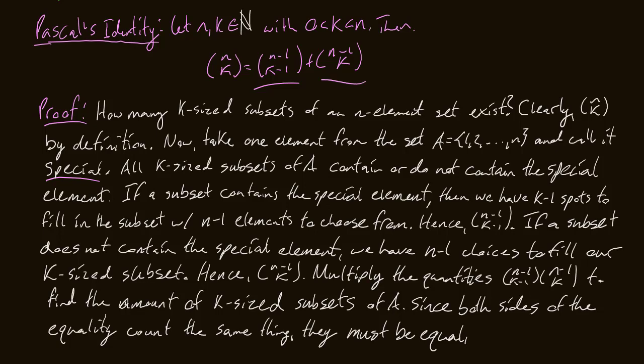For some reason, I wrote down that we had to multiply them, but that just doesn't make sense. We should be adding the quantities n minus 1 choose k and n minus 1 choose k minus 1, because that's what makes sense. You take all subsets that exclude the special element, add all subsets that include the special element, and then you get all subsets. Again, I don't know why I said to multiply.